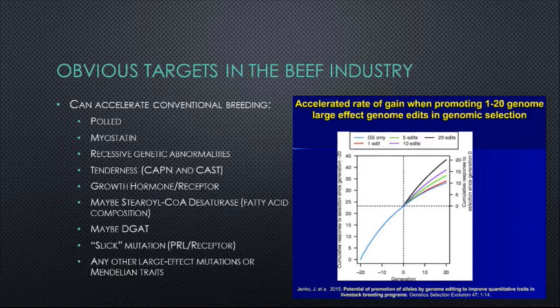So all of these things are large effect mutations that would be really good targets for this type of technology. Probably not going to be very effective for things that are really, really small effect because, A, we'd have to make too many edits to make it cost effective at this point in time, and B, a lot of those we don't actually know the causal mutation. So you have to know the mutation that causes the desired phenotype to be able to utilize this technology.